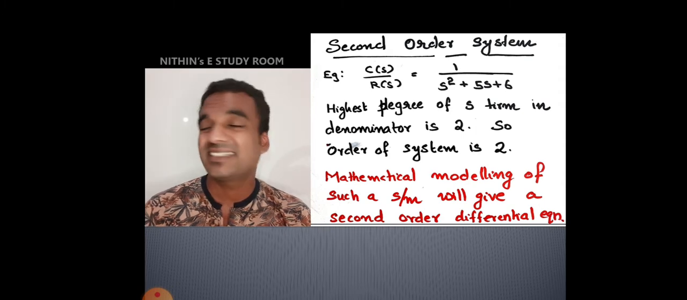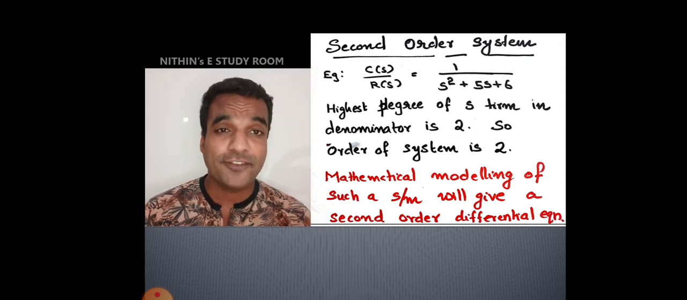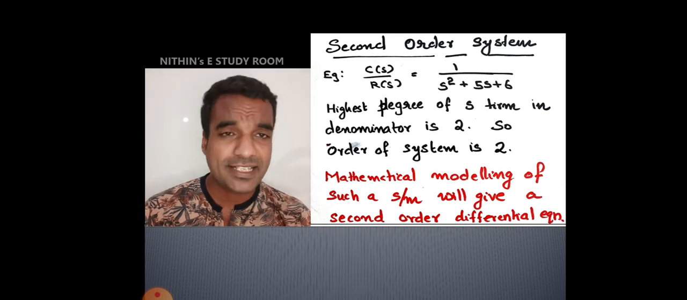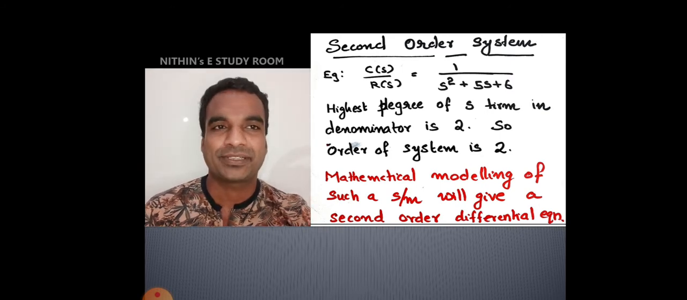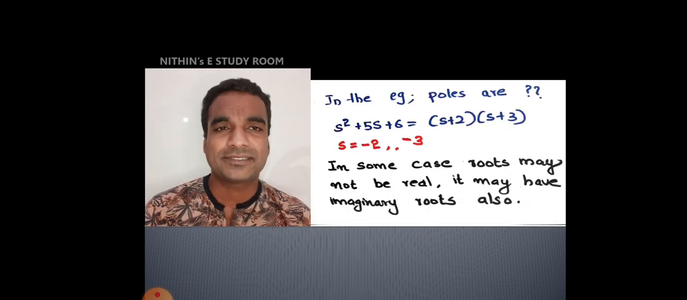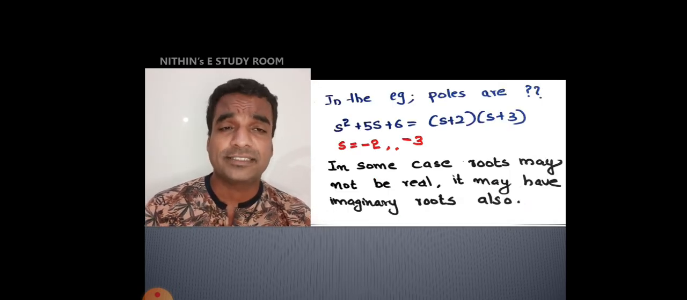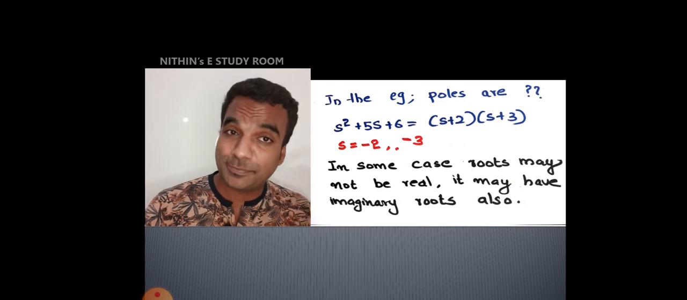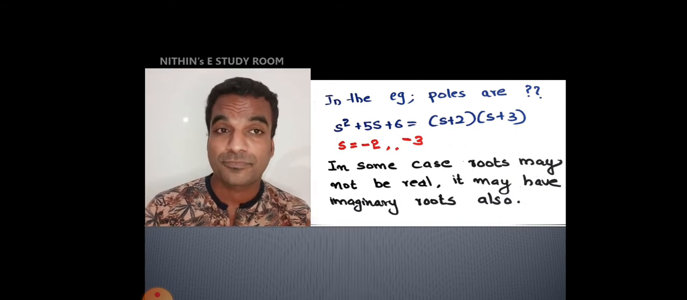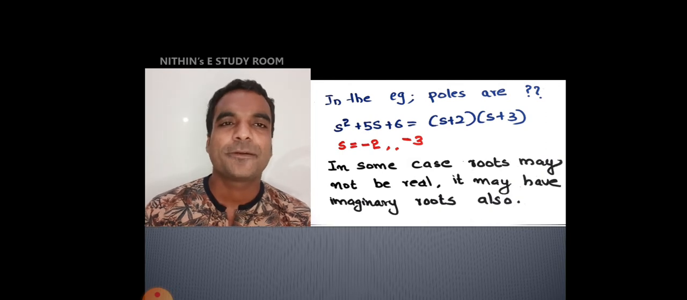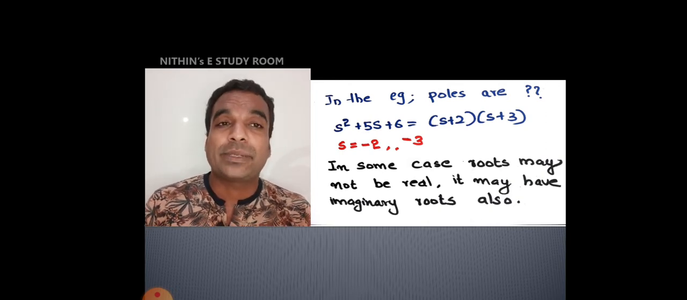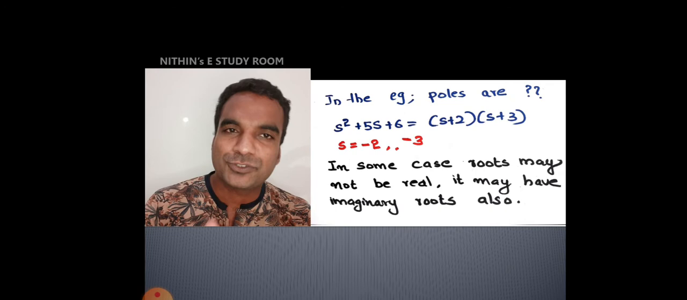So the characteristic equation is s square plus 5s plus 6 is equal to 0. That is the characteristic equation. Then please factorize that equation. s square plus 5s plus 6 is equal to 0, that is equal to (s plus 2) into (s plus 3) is equal to 0. Then s is equal to minus 2 and minus 3. So here the roots of the denominator are s is equal to minus 2 and minus 3.